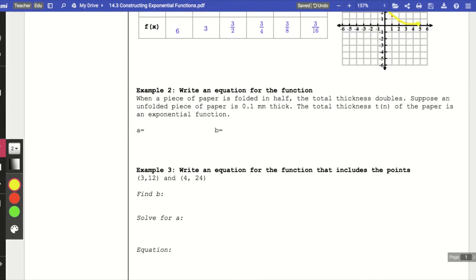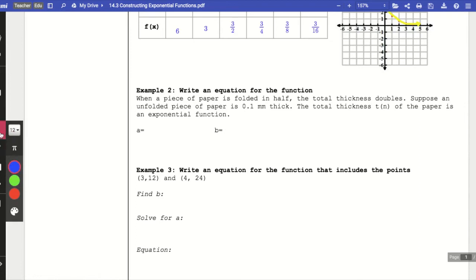When you fold a piece of paper in half, the total thickness doubles. Suppose an unfolded piece of paper is 0.1 millimeters thick. The total thickness of the paper is an exponential function. Okay, so this is really where we can take what we know about geometric sequences and apply it to create exponential sequences. So remember, a geometric sequence was f of 1 times the common ratio to the n minus 1 power. Well, this time we're not starting with f of 1, we're starting with f of 0. So initially, when the page starts, it is 0.1 millimeters thick. So think of it as the initial value or the y-intercept.